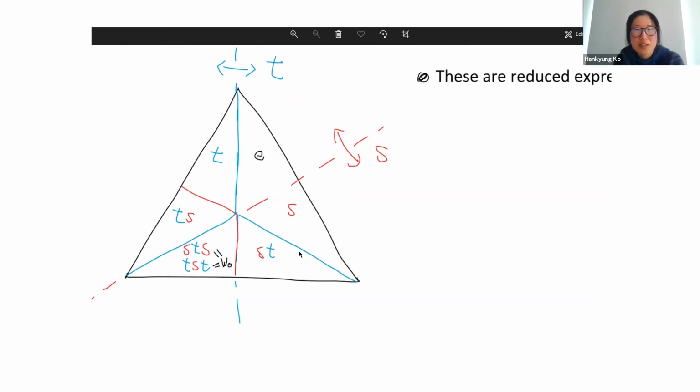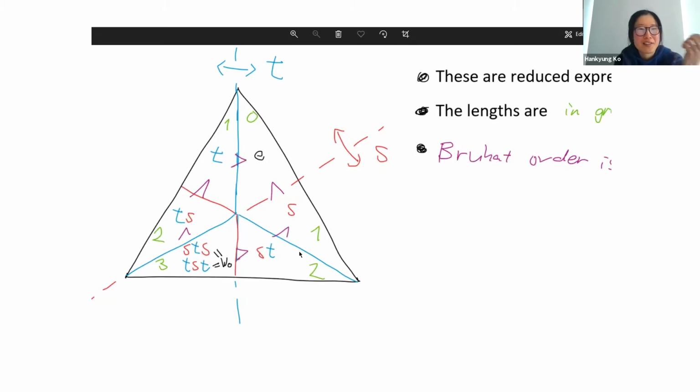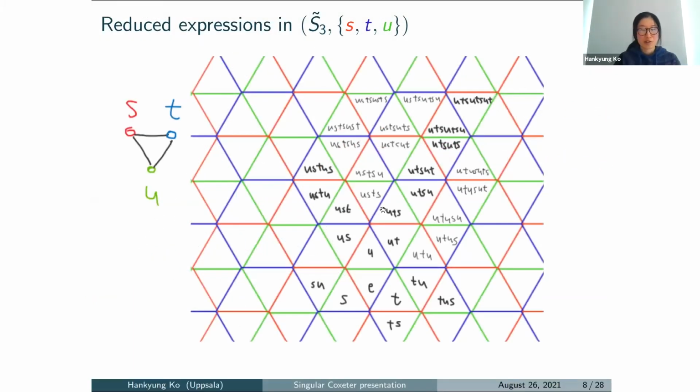So what I wrote are reduced expressions, and because we have reduced expressions, the lengths are exactly the lengths of the expressions. So the lengths are 0 for E and 1 for T and S. ST and TS have length 2 and the longest has length 3. And here is the Bruhat order. Okay, now I'm back to the slide.